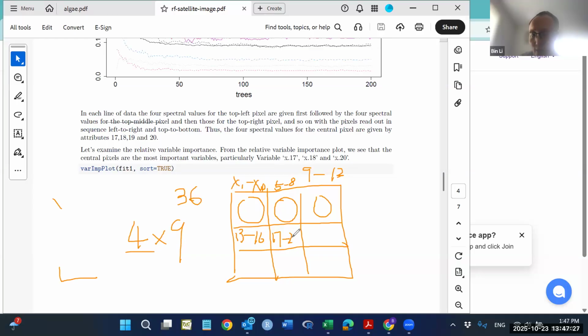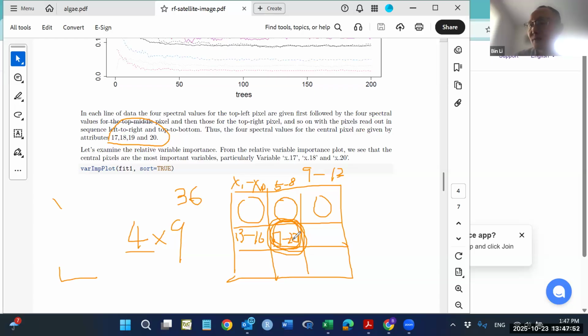17 to 20. Is that right? So now you can see x17 to x20. These correspond to what? To the 4 spectrum readings in the central pixel, right? So we have x17, 18, 19, 20. These 4 correspond to the central pixel.